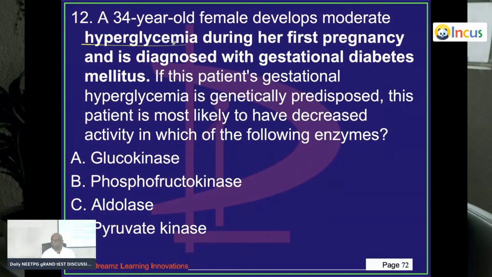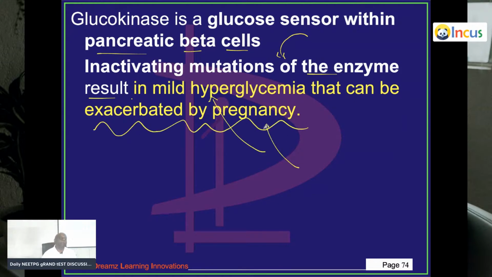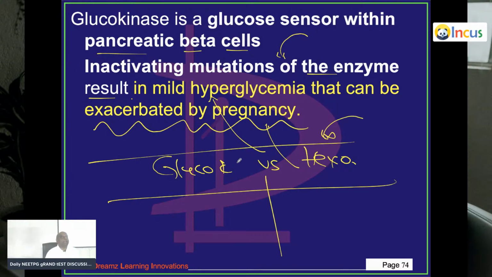Then a 34-year-old with hyperglycemia, gestational diabetes, which enzyme activity is decreased? What did I give? What enzymes increase, decrease in starvation, feeding? And now what is your answer? Gestational hyperglycemia is there. Glucokinase, beautiful. Glucokinase is a sensor of the glucose in the pancreatic beta cell. Any inactivating mutation of this enzyme leads to mild hyperglycemia that can be exacerbated by pregnancy. Once more, in the notes I gave you, glucokinase versus hexokinase, there is a beautiful discussion. Please kindly revise that.